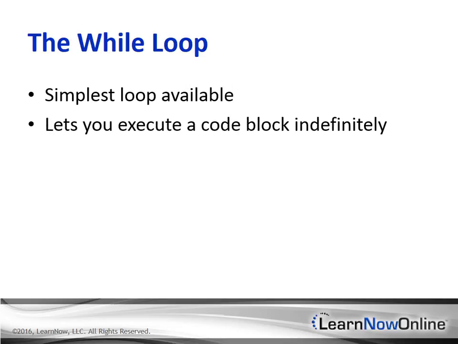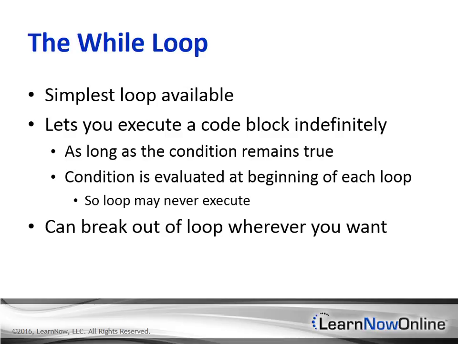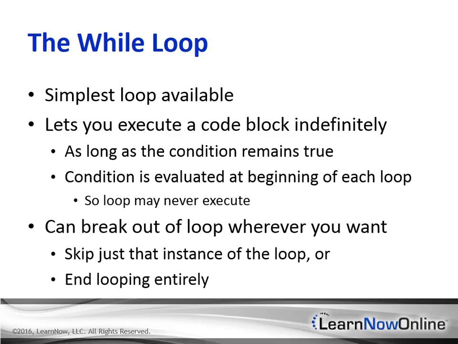This kind of loop allows you to execute a block of code indefinitely while one or more conditions remain true. Because the condition is evaluated at the beginning of each loop, the loop may never execute if the condition is immediately false. If it's true, the condition is evaluated at the start of each subsequent loop. As long as the condition remains true, the loop keeps executing. You also have options to break out of the loop at any point, either to skip just that instance of the loop and start the next one, or to terminate the loop entirely. So there's a lot of options for how you put together your while loop.